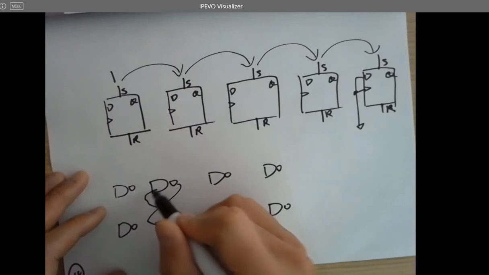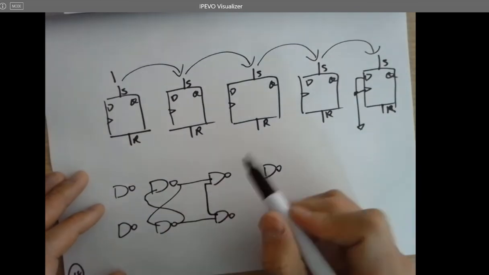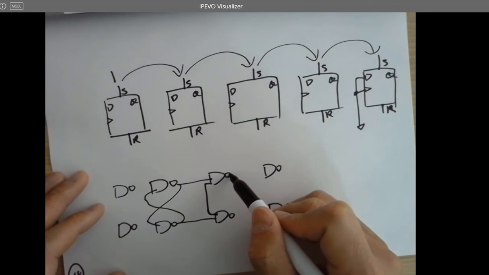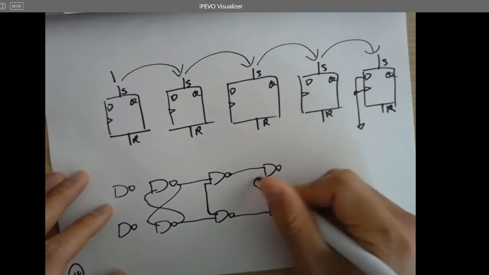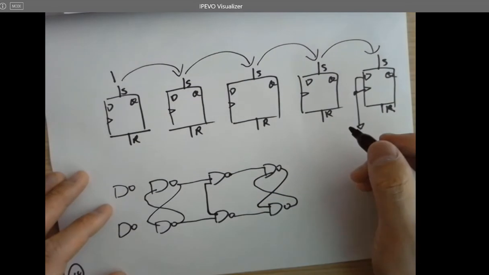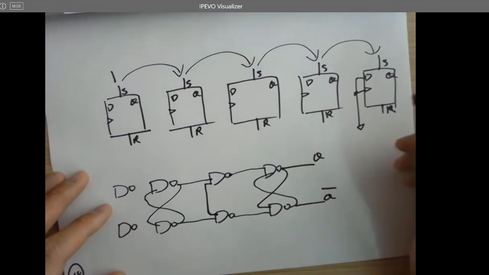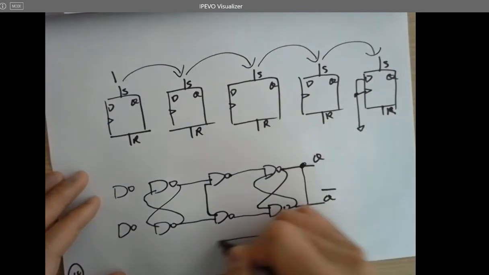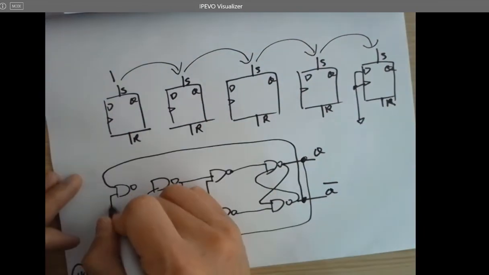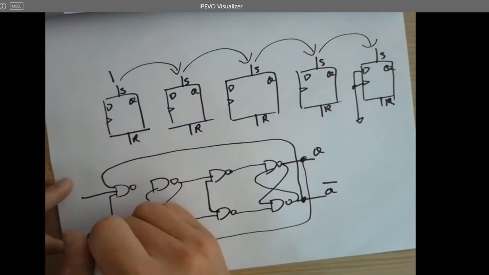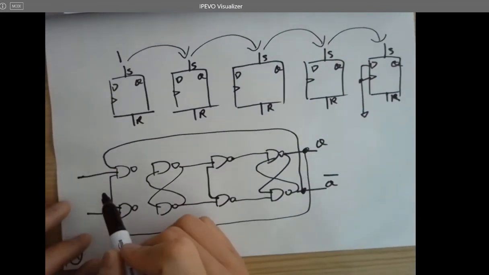Feedback, feed in, clock. Feed in, feedback, Q naught, feedback, clock, input. Because originally it should be JK, but now it's not JK, it's D.